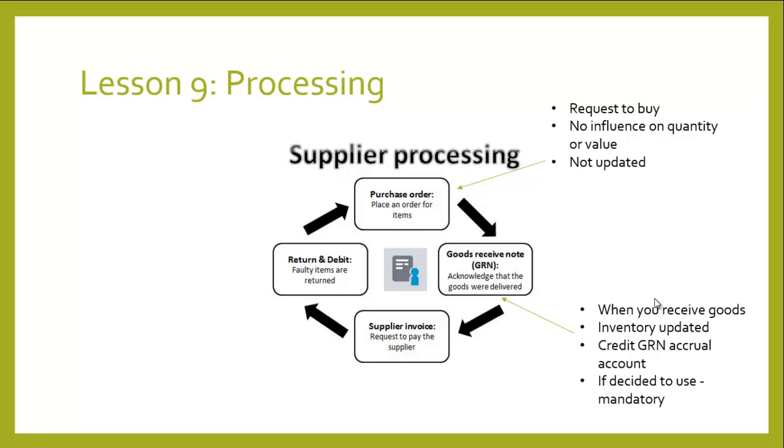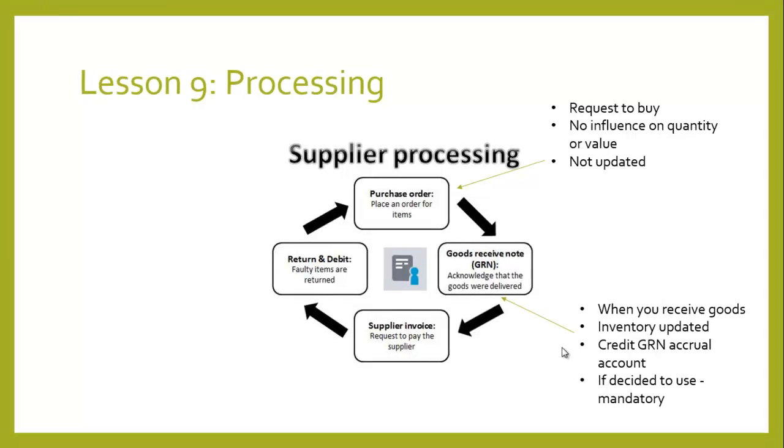After you have received the goods, you need to pay the invoice. Therefore, you will create a supplier invoice after you have received the invoice from the supplier. This is the request to pay the supplier. You're going to credit the supplier, and then the system will still credit the GRN accrual account.